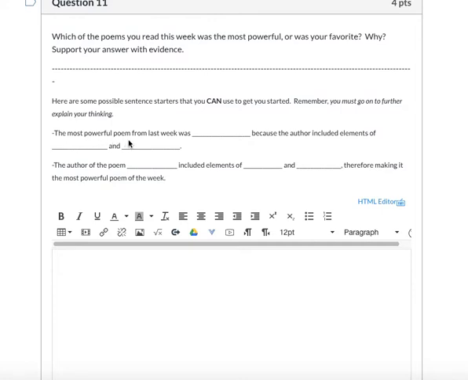The most powerful poem from last week was blank because the author included the elements of blank and blank. The author of the poem blank included the elements of blank and blank, therefore making it the most powerful poem. And then continue on to explain your thinking. Why did you choose that as the most powerful poem or as your favorite poem?